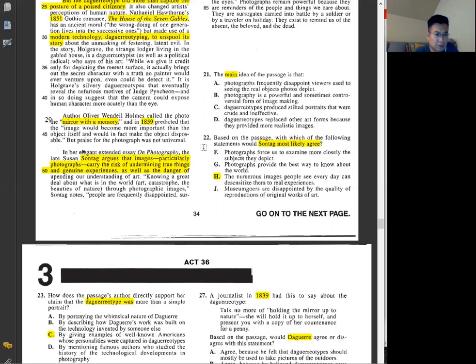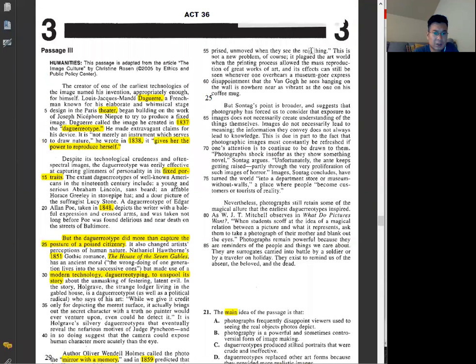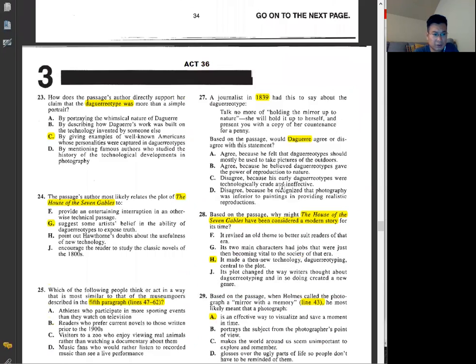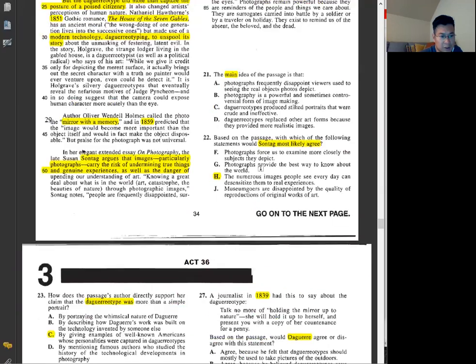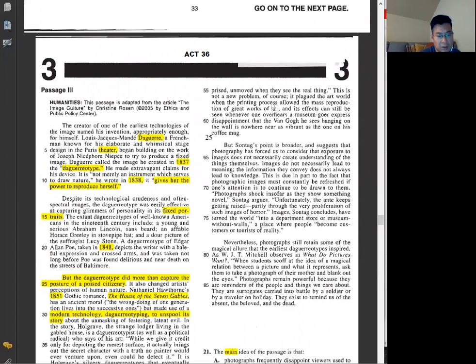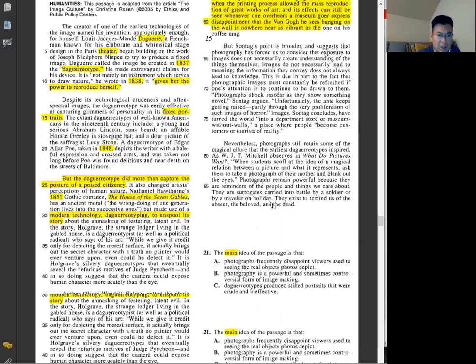And then move on to the next paragraph. I mean, no, it says something about this is not a problem, of course. Okay. And then question 25, if you go, it says that the people think about this. Like, as we see, line 55, if you see, it says that this is not a new problem, of course. It plagued the art when the printing press allowed the mass reproduction of great works of art. Its effect can still be seen whenever a museum goer expresses disappointment that the Van Gogh hanging on the wall is nowhere near as vibrant as the one on the coffee mug.